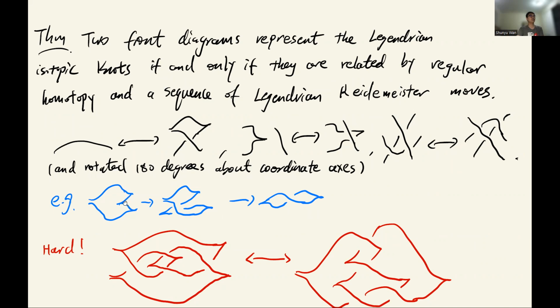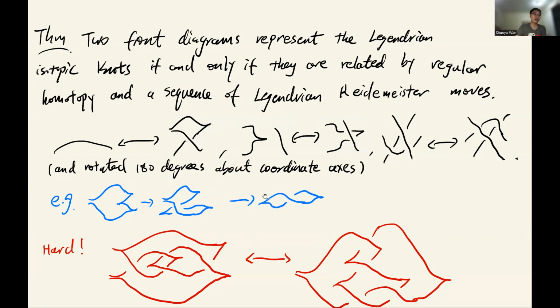In the first one, I can pull this cusp under using Legendrian Reidemeister 2 moves, which are like 180-degree rotations of this diagram. Then I can use the Legendrian Reidemeister 1 move to kill this top hat, and it becomes this. So these two Legendrian unknots are Legendrian isotopic.